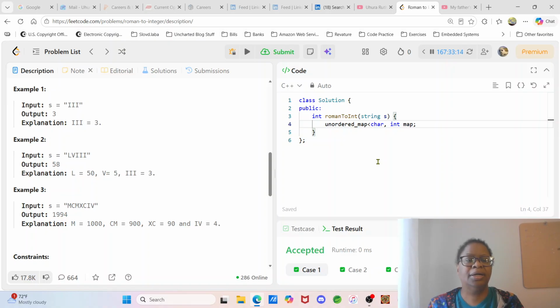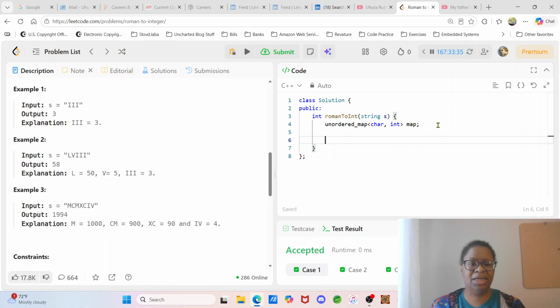Okay. So basically, a hash map stores data in pairs. The first one is called the key. The second one is its value. And so we're going to store, the key is going to be the character of the Roman numeral, and the int is going to be its value, what it equals.